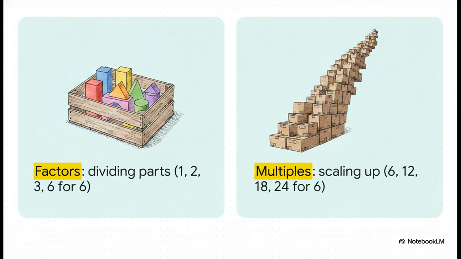Factors act as dividing blocks. The factors of 6 are the numbers that can cleanly divide into it: 1, 2, 3, and 6. Multiples, on the other hand, act as scaling up. If you start with 6 and keep adding batches of 6, you get multiples: 6, 12, 18, 24, and so on into infinity. To put it simply, factors are the pieces inside the box. Multiples are what happens when you keep ordering more boxes.